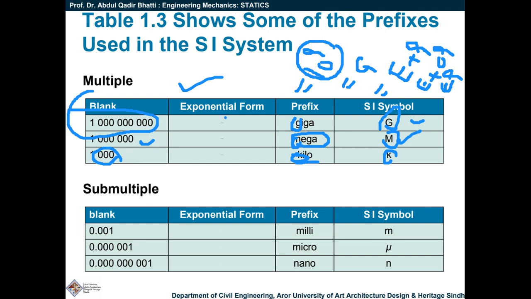We can write it here, 10 raised to power 9. Here 10 raised to power 6. Here 10 raised to power 3. So this is the table, like exponential form we have. These are the prefixes, okay? Giga, mega, and kilo. This is the SI symbol, system international units we use, okay? So normally we don't write the giga full name, mega full name, kilo full name, okay? We just write the K, M, G, okay? So this is what we use.